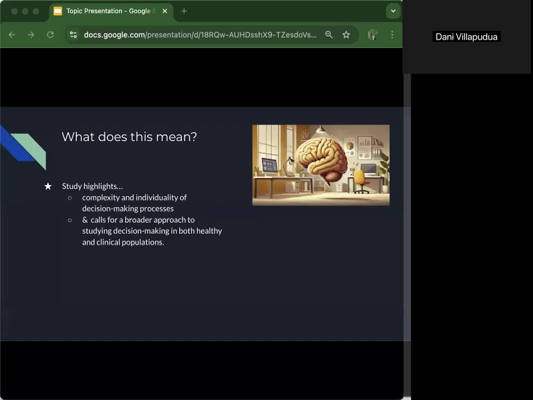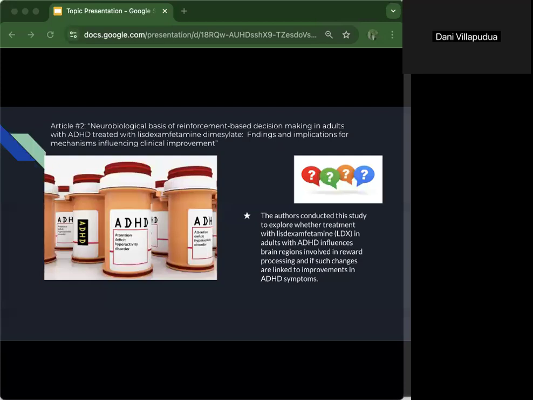The authors suggest that the frontal parietal network might play a more flexible, context-dependent role, and that its connection to decision making should be studied alongside other brain networks. So overall, this study highlights the individuality of decision-making processes, suggesting that clinical diagnoses should not be solely relied upon to predict decision-making behaviors, which also calls for a broader, more nuanced approach to decision-making styles in both healthy and clinical populations. So the next article dealt with stimulant treatment.